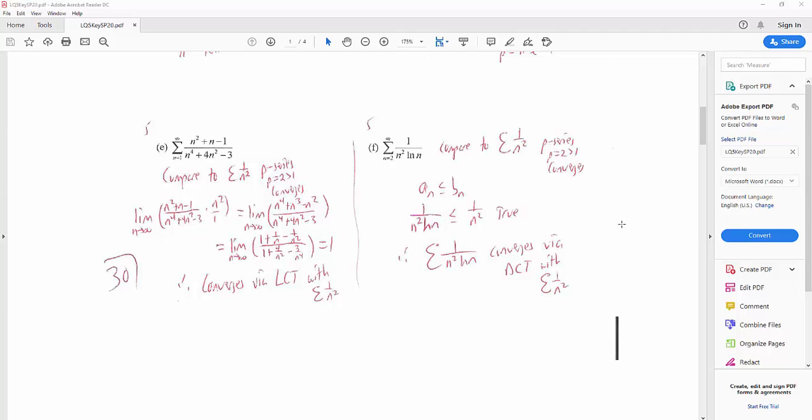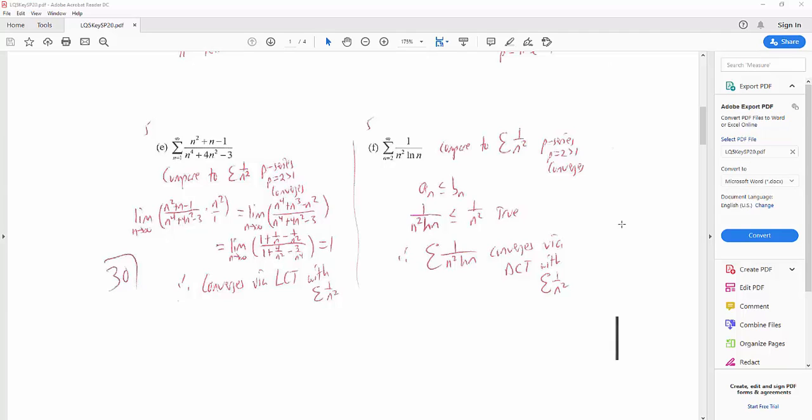Part E, I looked at that series and I said, well, I'm going to compare it to the series n squared over n to the 4th, which simplifies down to 1 over n squared, which we know is a p series. P is 2, which is greater than 1. We know that p series converges. So then I'm cranking the problem through the limit comparison test. Yes, I have to show this work so that when I have my conclusion, the series converges via the limit comparison test with the series 1 over n squared. I have shown enough work here to convince a Michigander.